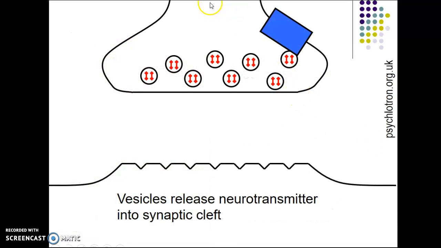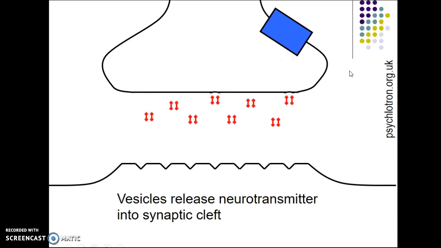So the nerve impulse is travelling from the top of the screen to the bottom. This is the end of the axon. This is the axon terminal here. So as the nerve impulse comes down, these vesicles, these round things which are currently containing neurotransmitters, they release the neurotransmitters into the synapse, or what's also known as the synaptic cleft. And there they go.